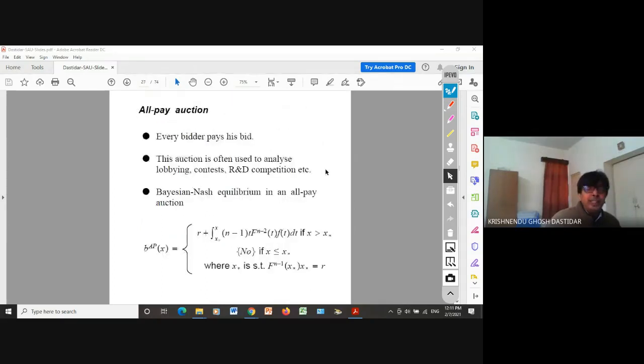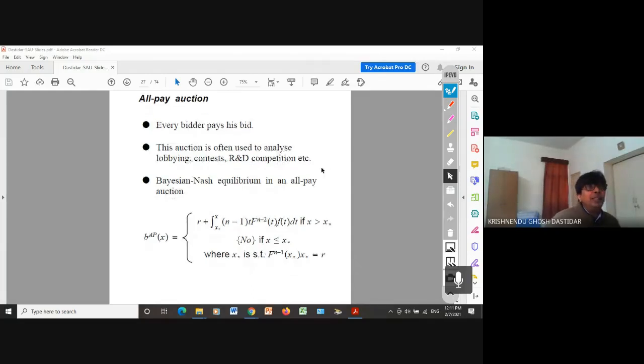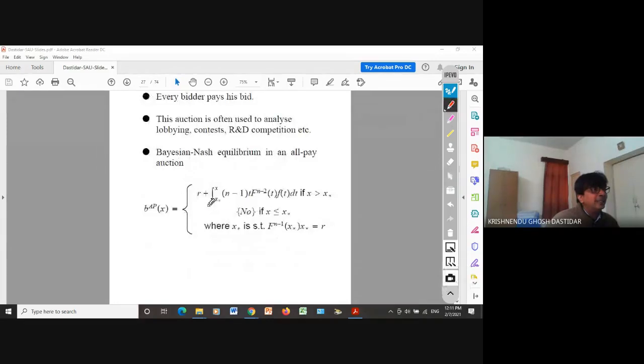Okay. Now, let me go to something quickly called the all-pay auction. In the all-pay auction, every bidder pays his bid. This auction is often used to analyze lobbying, contests, R&D competition, etc., as I told you before. And the Bayesian-Nash equilibrium in an all-pay auction would be this. You say no if your value is below some cutoff X star. Now, what is the X star? It depends on the reserve price R. So X star is such that this equation is satisfied.